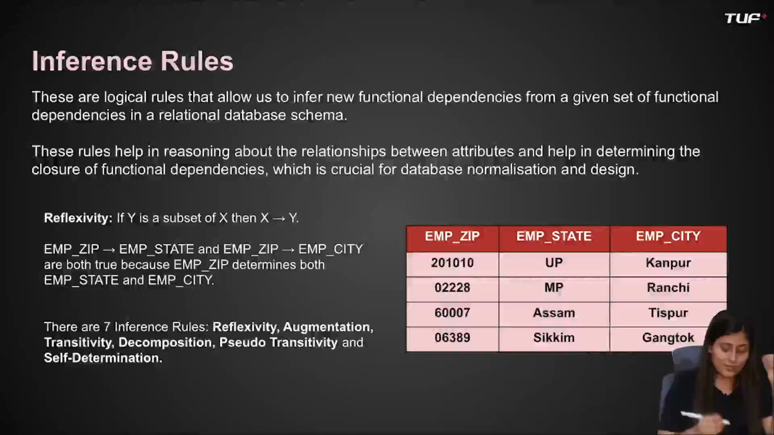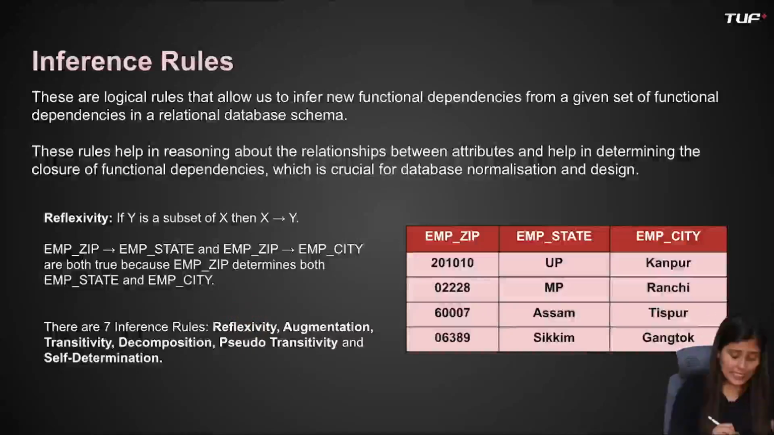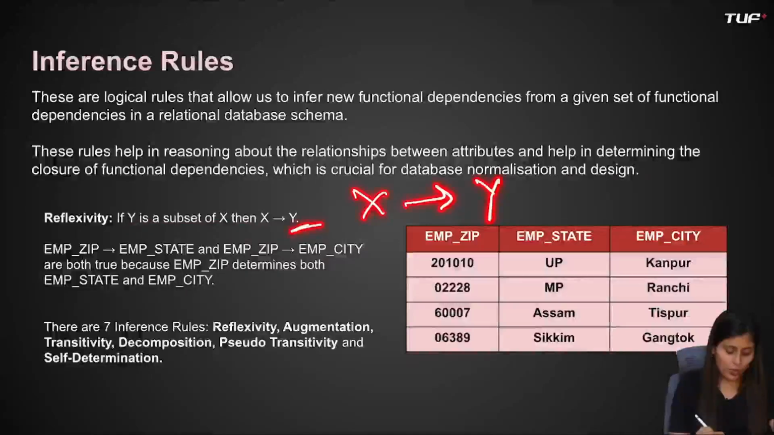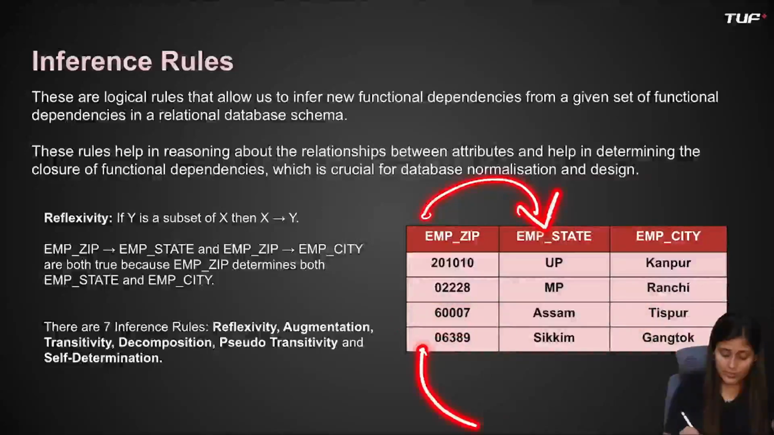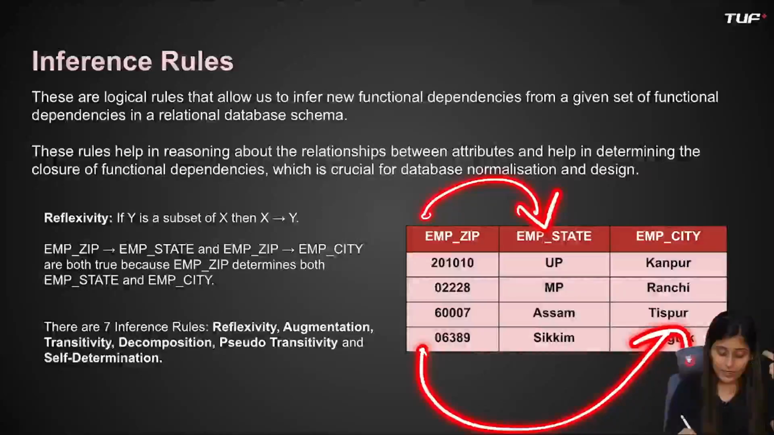As of now, let's try to understand what reflexivity is. If Y is a subset of X, then we can say X determines Y. For example, employee zip determines employee state, so with the zip you can say what the state is. With the zip, you can determine city also. Both are true because employee zip determines both state and employee city.